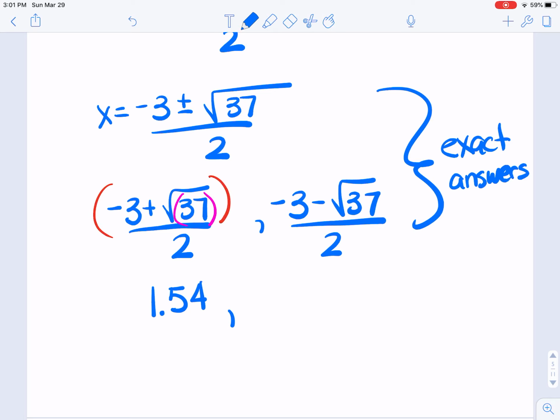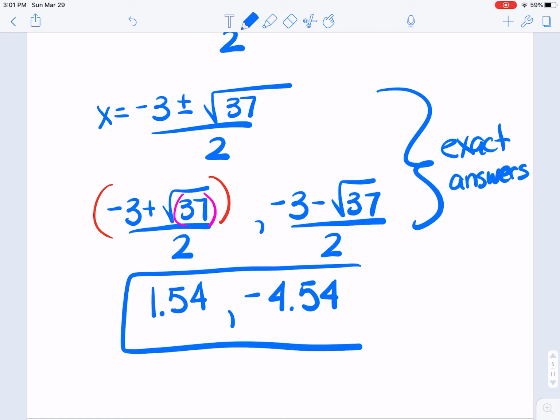Okay, this next one, negative 3 plus the square root of 37. Enter, divided by 2. Oh, I did plus again. I did the plus, same thing. Divided by 2, and I get negative 4.54. So my answer is 1.54 and negative 4.54.